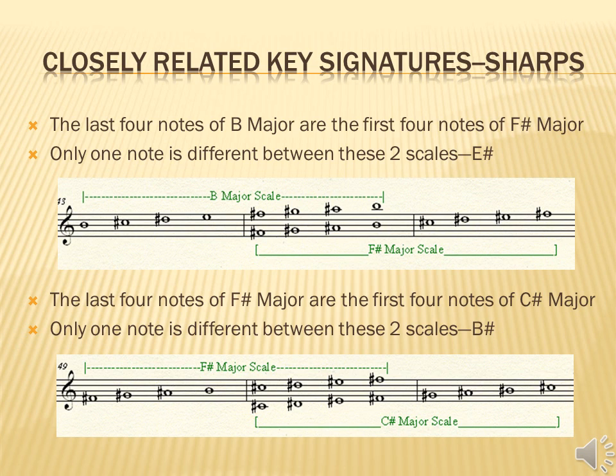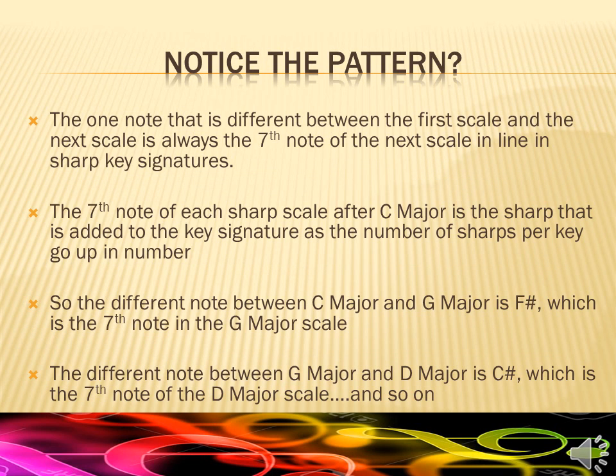The last four notes of the F sharp major scale are the first four notes of the C sharp major scale. Only one note is different between these two scales, and that's B sharp. Notice the pattern? The one note that is different between the first scale and the next scale is always the seventh note of the next scale in line in sharp key signatures.